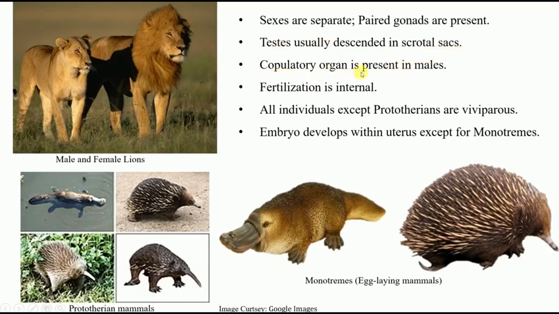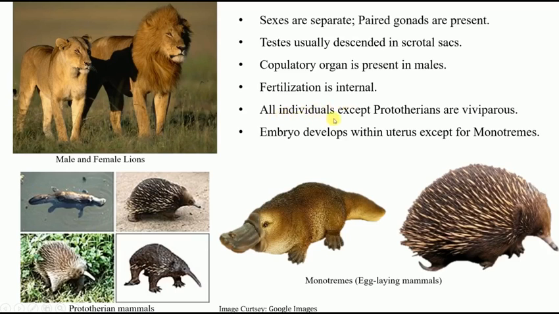Then copulatory organs are always present in the male, commonly known as the penis, and they are useful for copulation, that is, transferring the spermatozoa into the female genital tract during coitus. After that, fertilization follows, and that fertilization is internal, meaning it takes place within the body of the female, hence it is referred to as internal fertilization. So all mammals show internal fertilization.